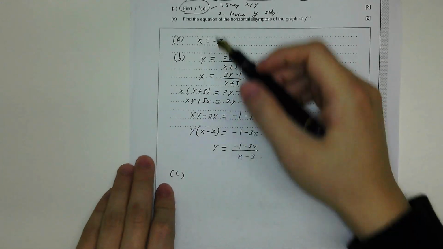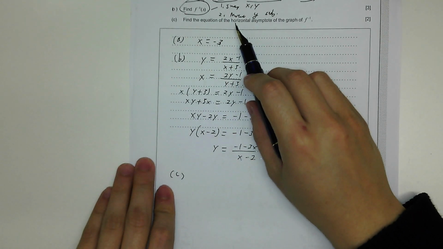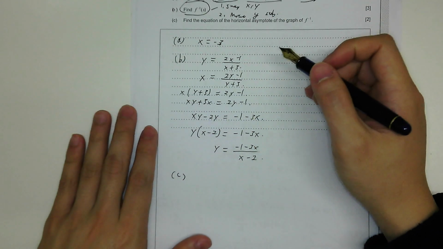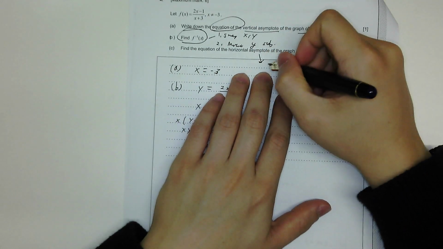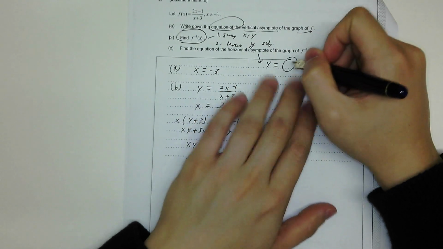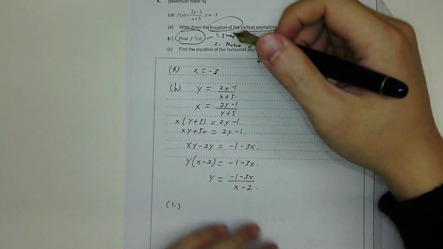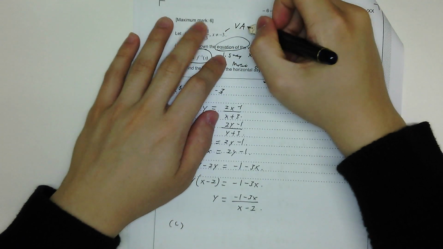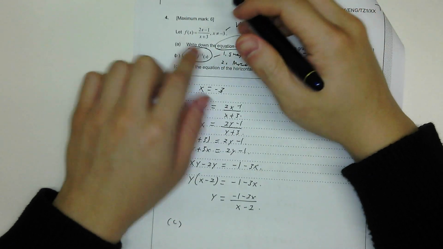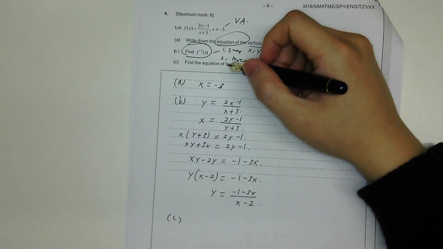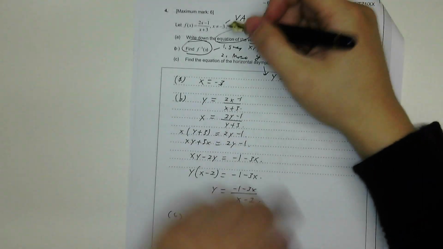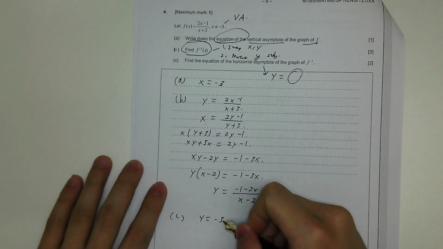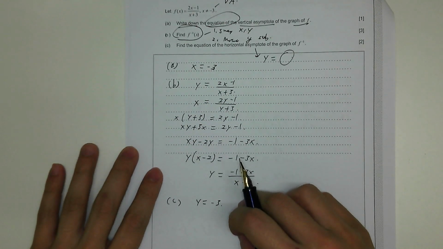Okay, part C. Find the equation of the horizontal asymptote of the inverse. So a horizontal asymptote is like y equals something, right? y equals a constant. So the key thing is that the vertical asymptote of the original function becomes the horizontal asymptote of the inverse because x and y swap. So x equals -3 becomes y equals -3. So that's the equation of the horizontal asymptote.